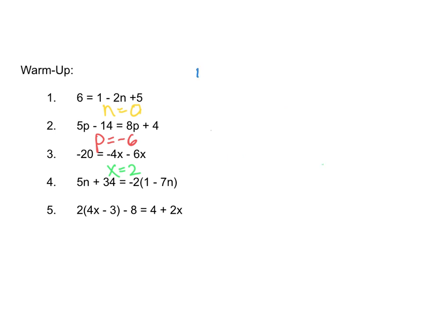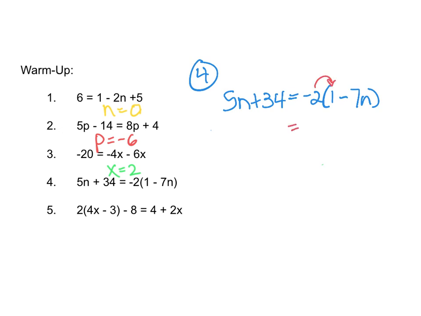All right, let's look at number 4. We have 5n plus 34 equals negative 2, parentheses, 1 minus 7n. So first thing we're going to do on here is multiply our negative 2. Negative 2 times 1 is negative 2, minus negative 2 times 7n is negative 14n, and then minus a negative we also know is big old plus, right? We still have the 5n and plus, and then the 34.